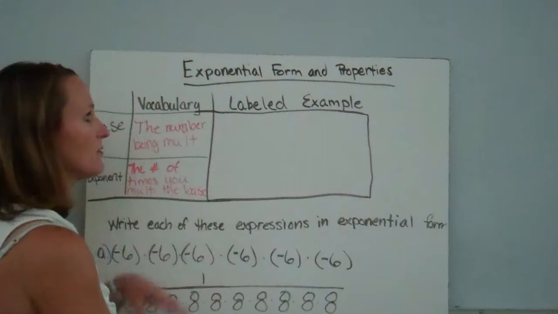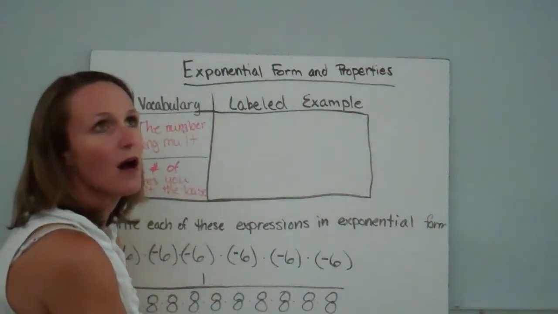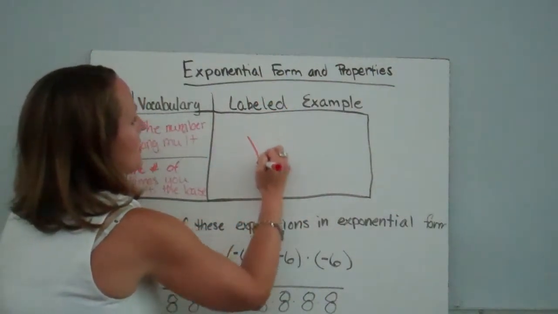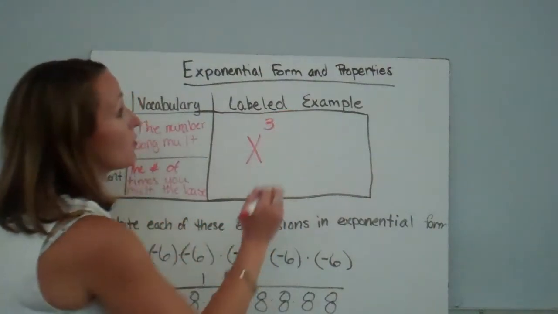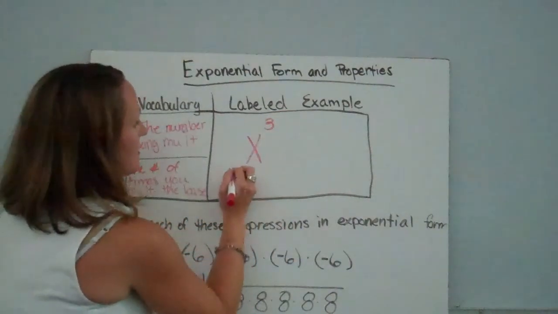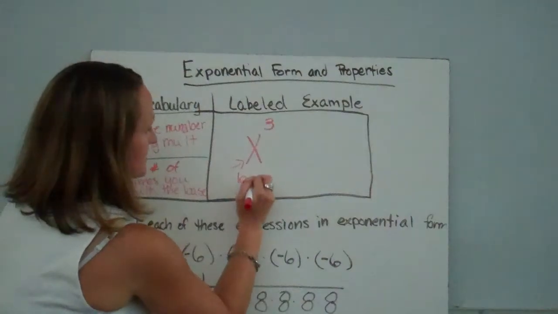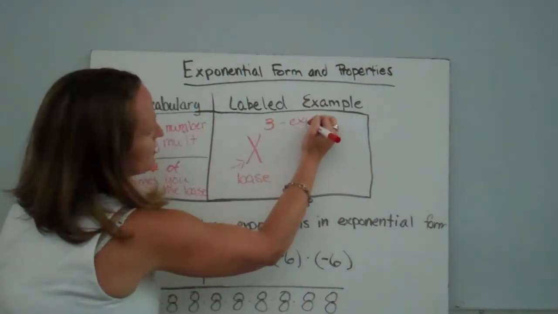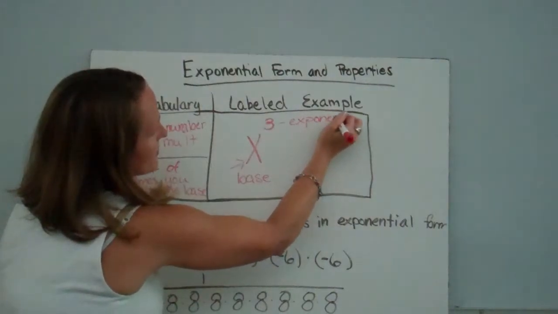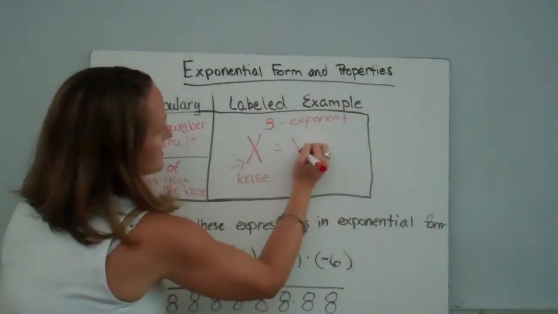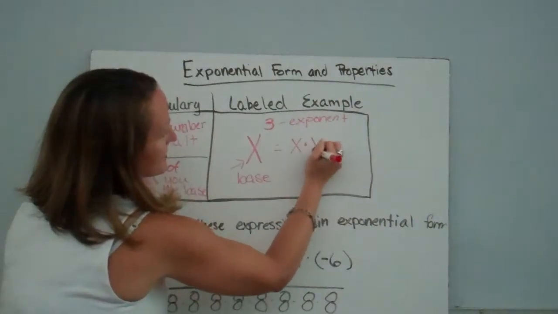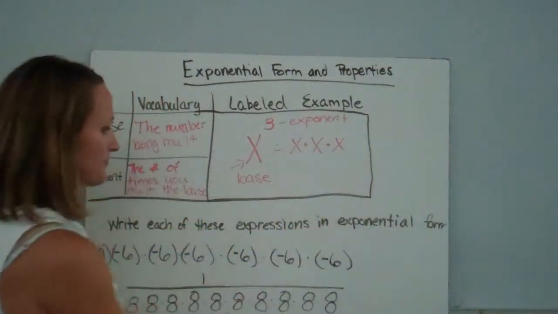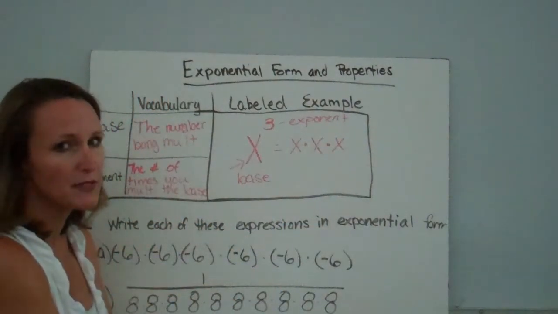And of course we know that if we had x to the third, or x cubed, x is what we call our base, and 3 would be our exponent, because we would want to multiply x 3 times. X cubed is the same as x times x times x. Okay, so let's do a few examples.